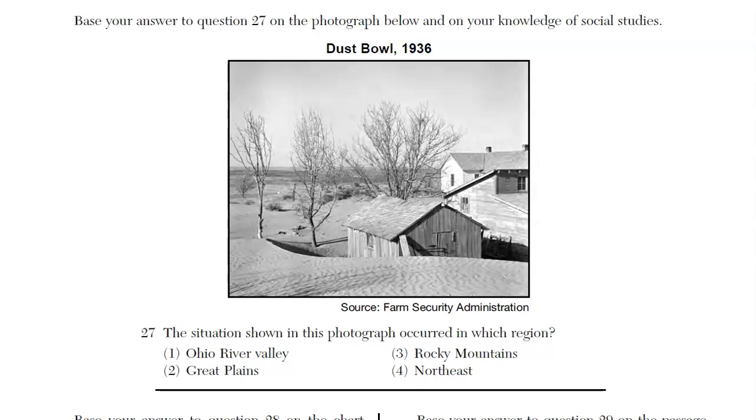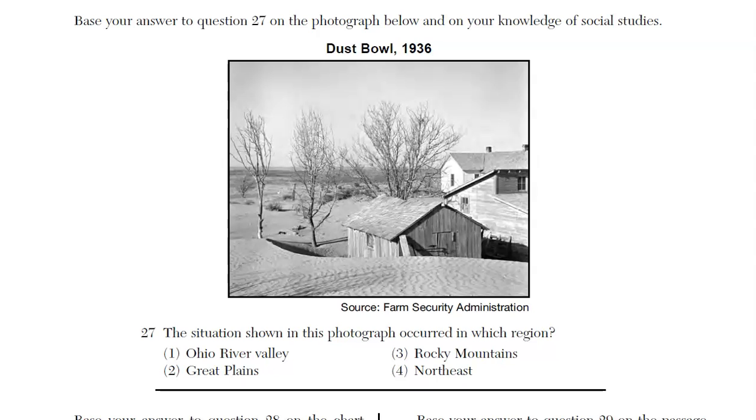Okay, so this is one of those, for want of a better word, document multiple choice questions. The Regents exam tends to like to give a few of these. Sometimes it's a political cartoon, sometimes it's an image, a photograph, such as this one. It could be a variety of things. So in this case, we have a picture, and they tell you what it is, the Dust Bowl of 1936.